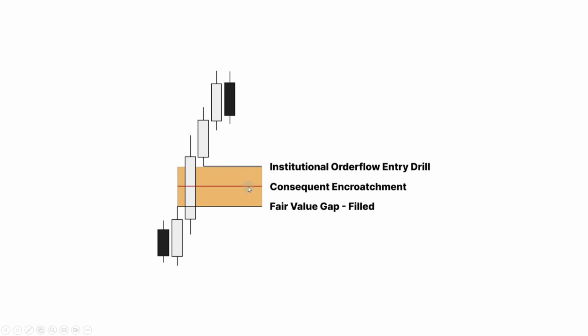If price comes lower into the 50% level, it's called the consequent encroachment, and if it fills this gap, it's just a fair value gap filled. Usually when price is coming lower into this level, it is tapping this down close candle, which acts as an order block.